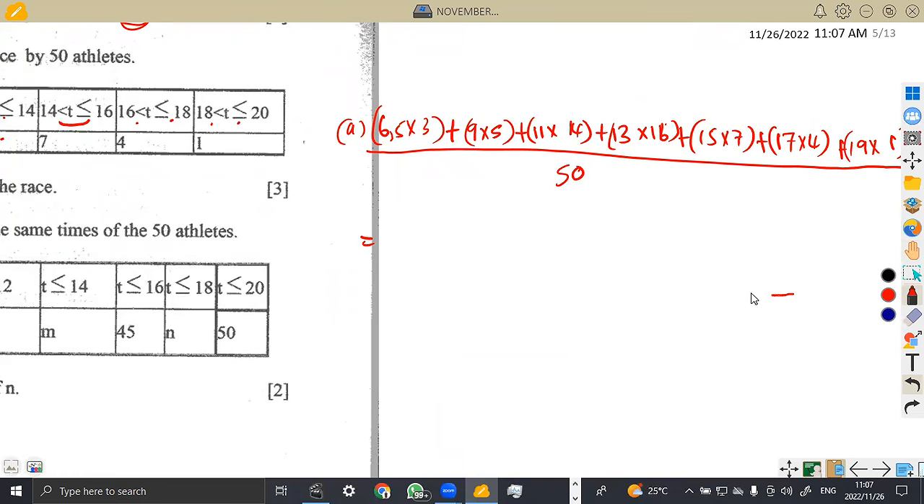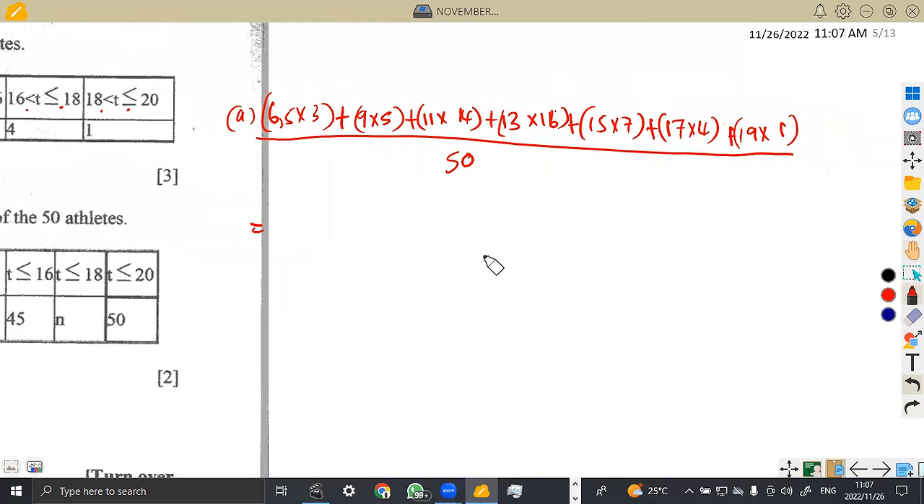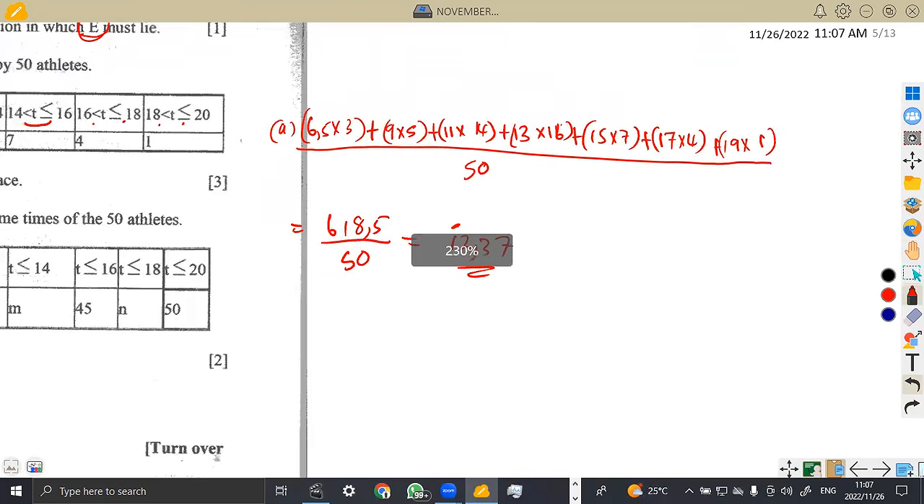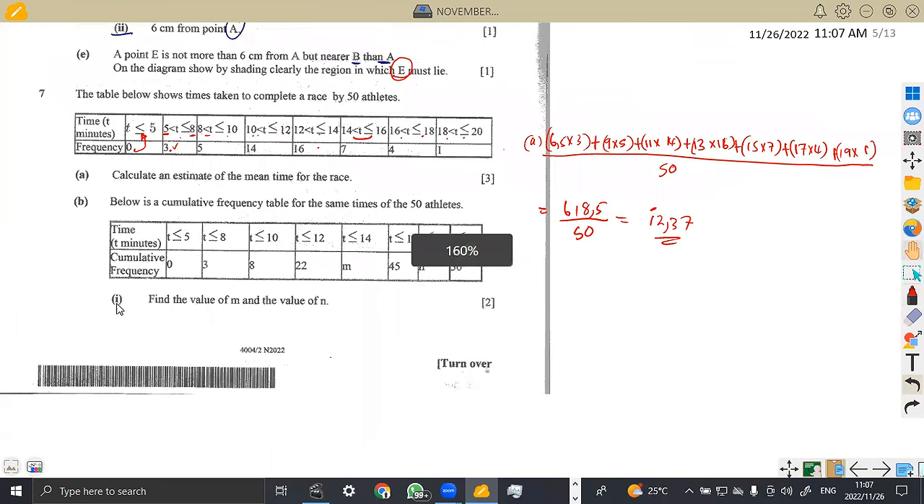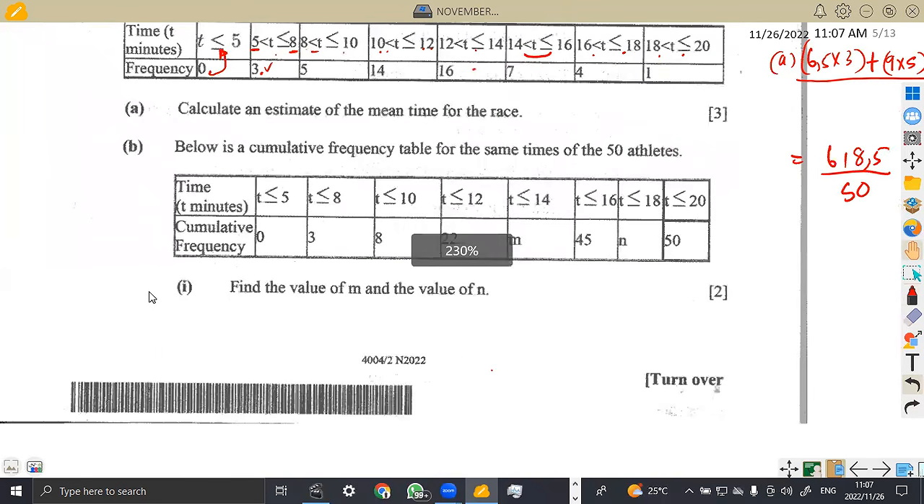This one I ask you to simplify, multiply properly, then you add. You're going to obtain something like 618.5 over 50. And if you divide, that will be 12.37. So that is the mean, of which our answer is just going to be 12 anthers, because it's the mean number of anthers, but you can just leave it like that as 12.37.